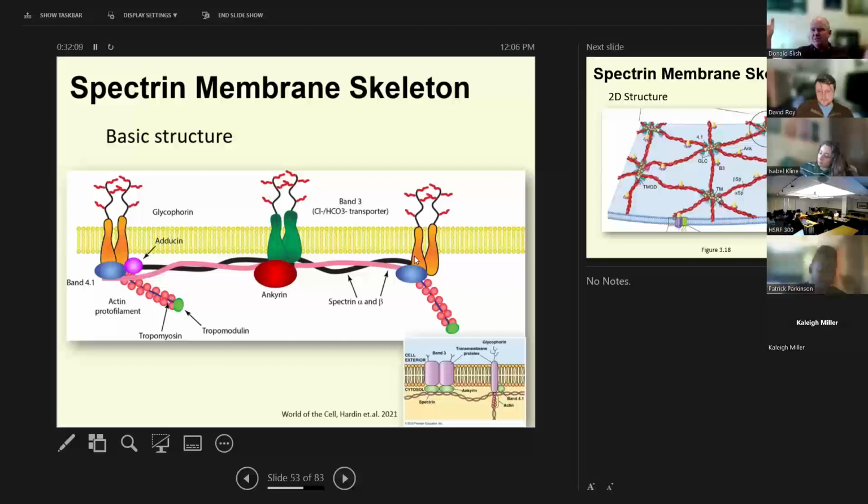Glycophorin. I love sugar. It's my daughter. She loves sugar. But it's also this protein.